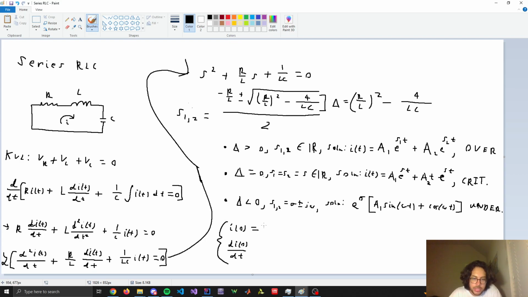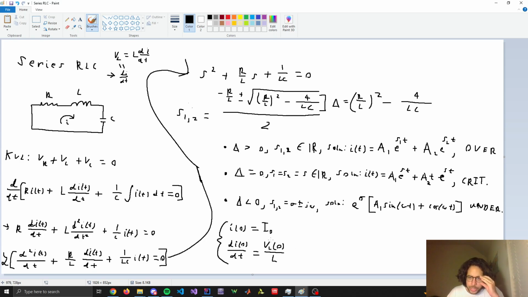Remember, I of 0 is going to be big I sub 0 once you plug it in. And this will be di over dt. What is that? Well, remember, we know VL is L di over dt. So that means di over dt is going to be V over L. I'll just write it like this, equals V over L. So this is just going to be VL of 0 over L. And those are the initial conditions for the circuit.